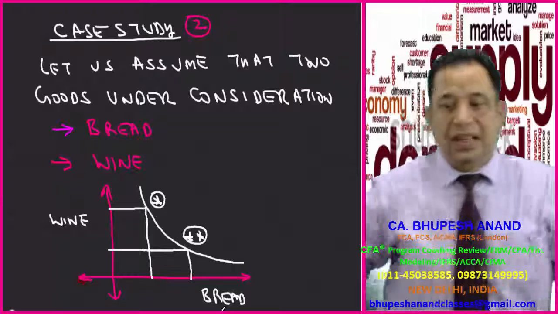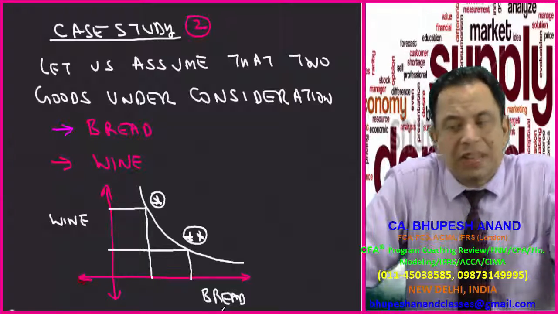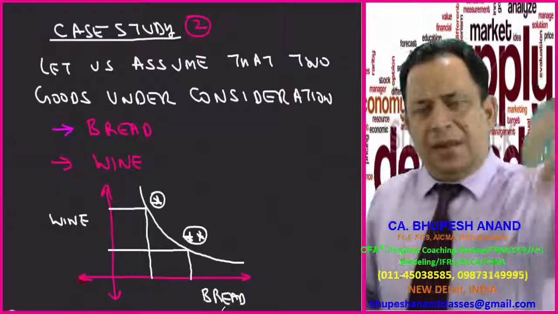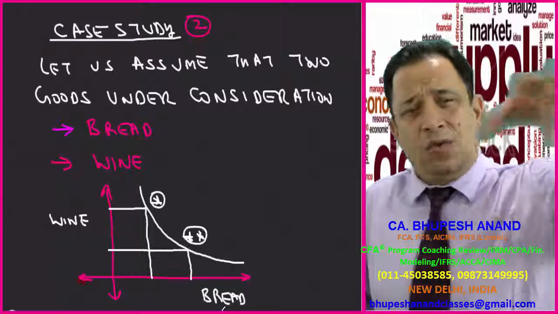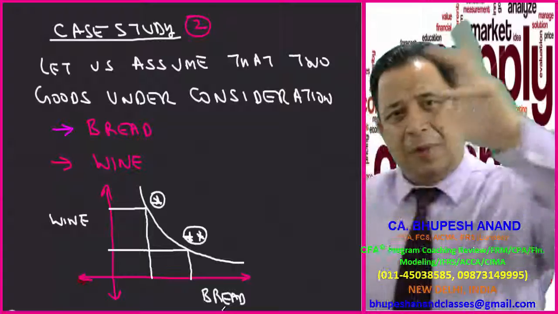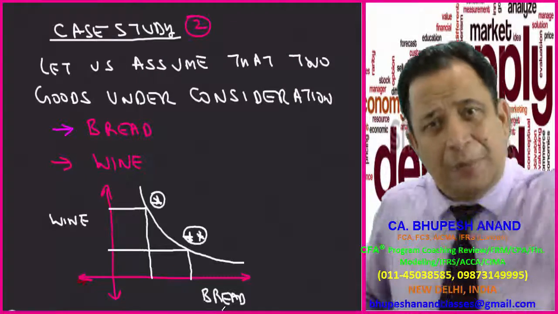Case study number 2. Let us assume that two goods are under consideration. Supposedly, I am taking a real life example. Let bread and wine be the two goods. On the x axis I am representing bread, and on the y axis I am representing wine.